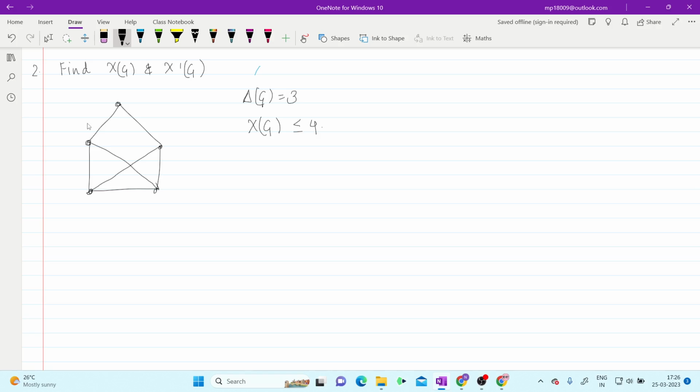Now the chromatic number, we know, should be less than or equal to maximum degree plus 1, but this case can happen only for complete graphs or odd cycles. Since this graph is neither a complete graph nor an odd cycle, using the second upper bound we can say that the chromatic number will be less than or equal to 3.